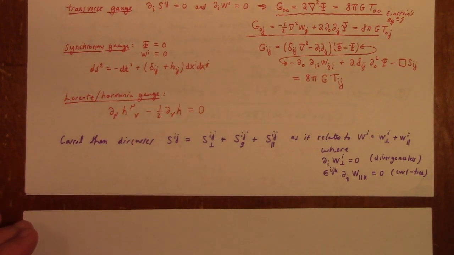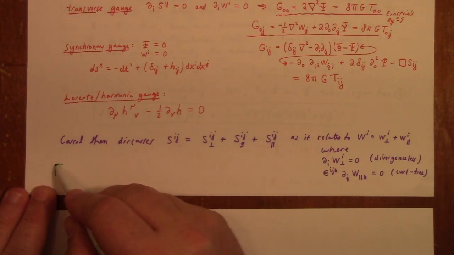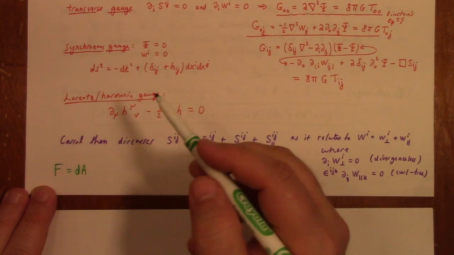The most elegant way to explain what I'm explaining is perhaps this: the field tensor is the derivative of the one-form potential, right?